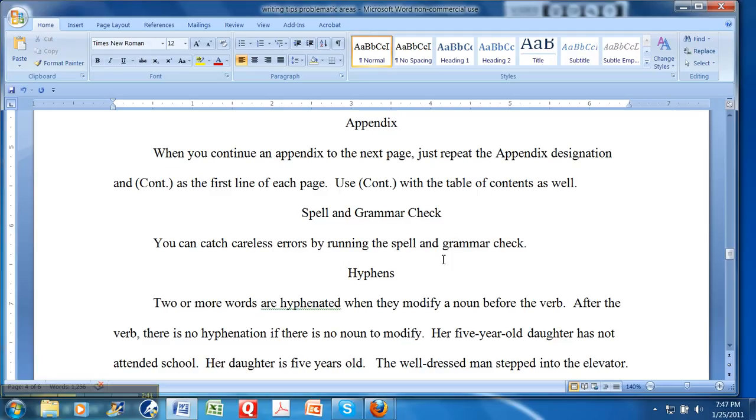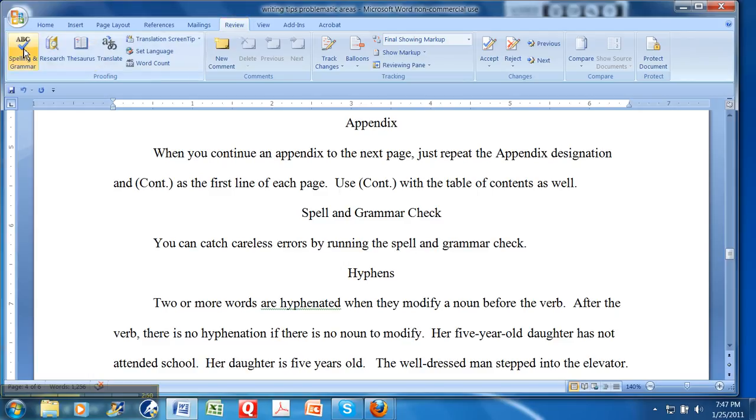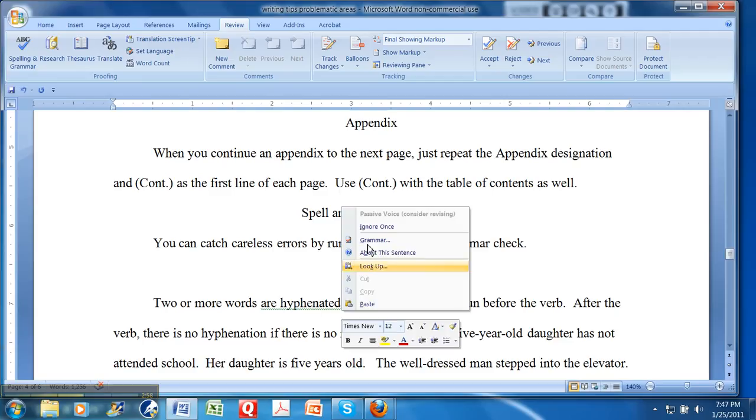page. Please, please, please run your spell check and your grammar check. I can't tell you how many careless errors you are going to be able to find by doing this. You may find that the grammar check is alerting you to something that you're not going to do anything about, but that's fine. You can just ignore it and move on to the next one.